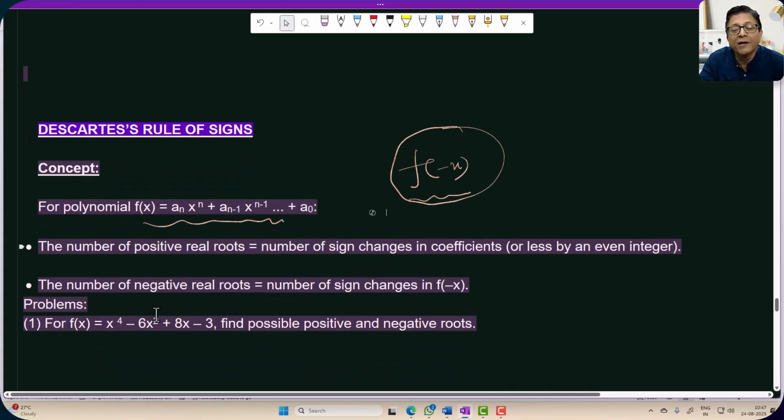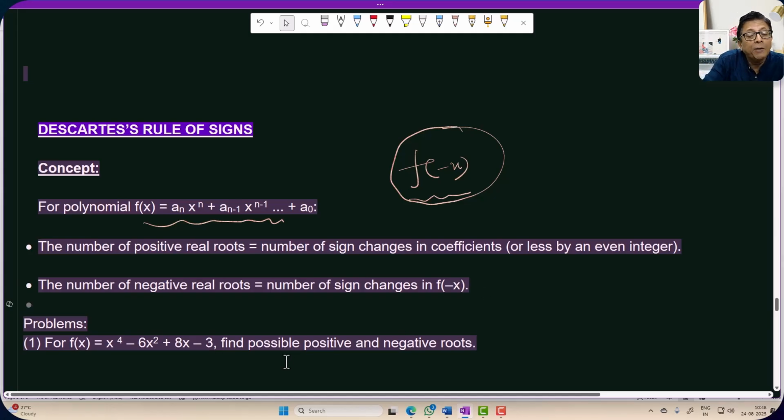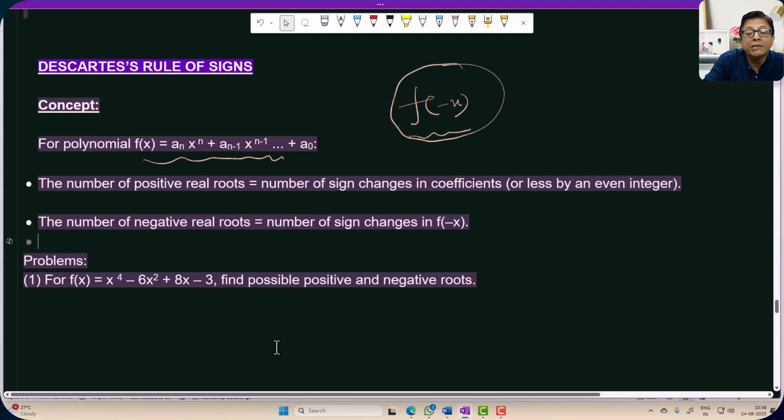Let me clarify this by considering this equation. Go through this again. The number of positive real roots is equal to the number of sign changes in the coefficients. The number of negative real roots is the number of sign changes in f of minus x. So now let us find the possible positive and negative roots of this equation.